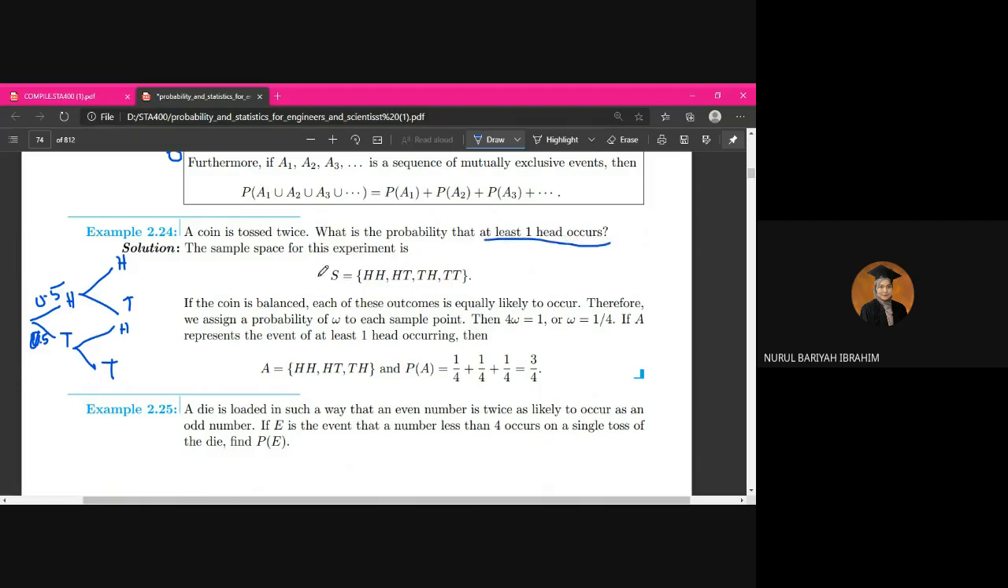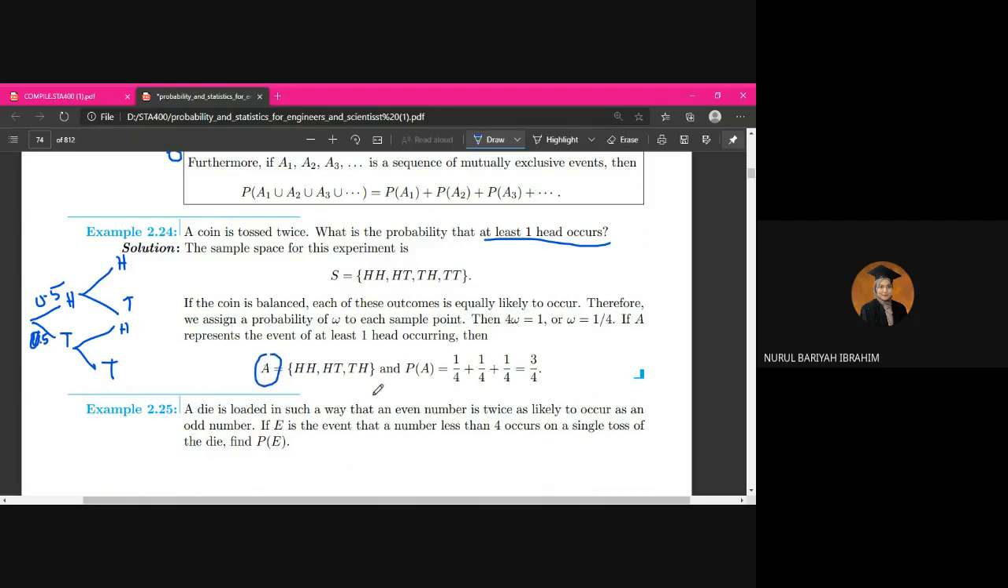Okay, this is the sample space when we toss a coin twice. So it will be HH, HT, TH, TT. Okay, so there are 4 outcomes in the sample space. What is the probability that at least one head occurs? At least means at minimum one head occurs, so it will be HH, HT and TH. It does not include TT. So this is the event A.